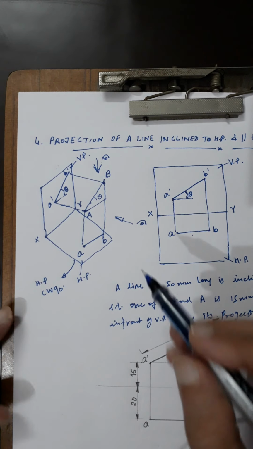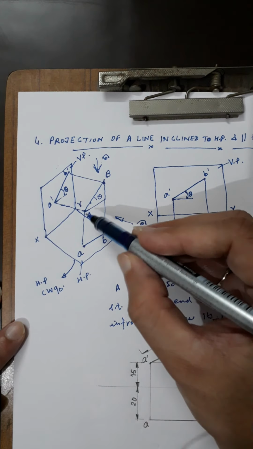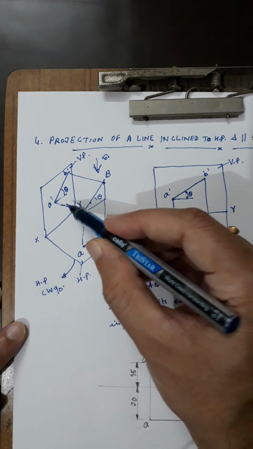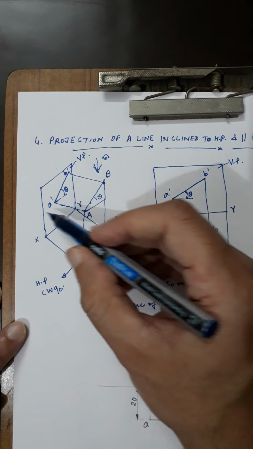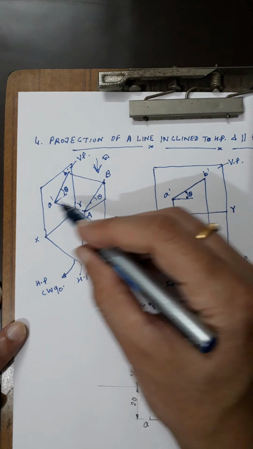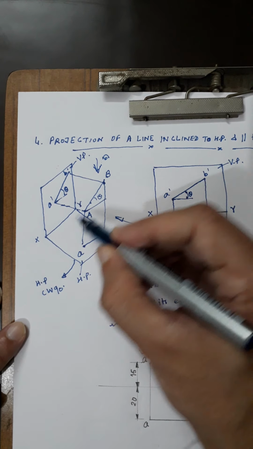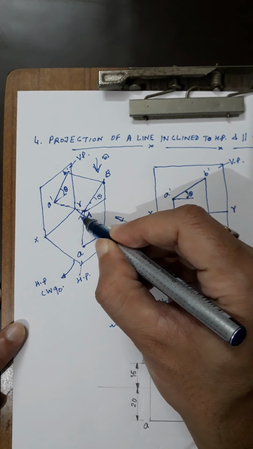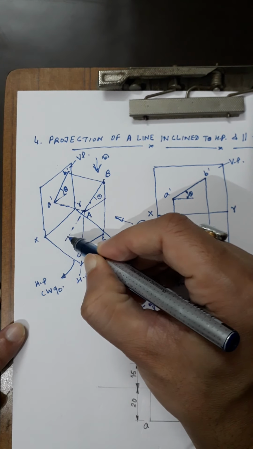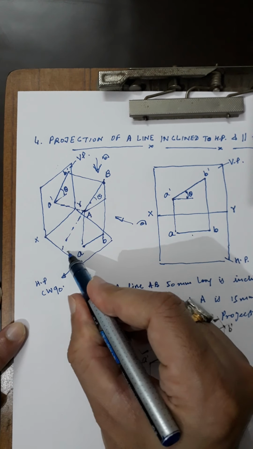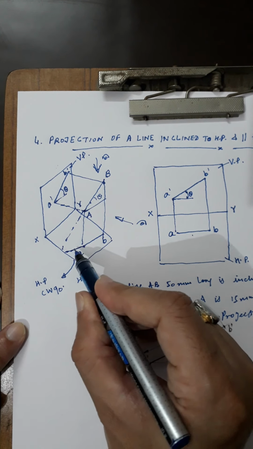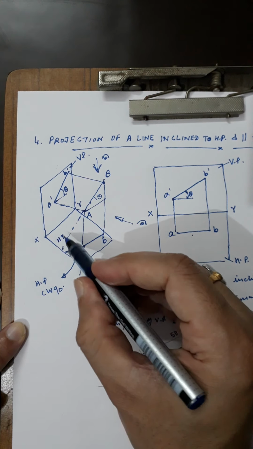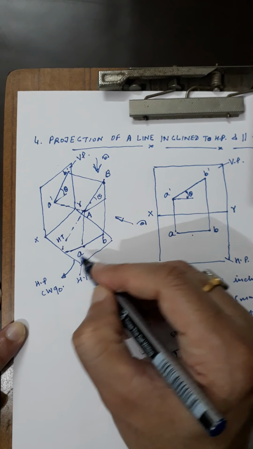Now one more thing I would like to add is the trace of the line. What is a trace? Trace means this line is inclined to HP at some angle and it is parallel to VP. So it will not meet VP, but when this line is extended, it will meet HP at some point, and the point where it meets is known as the trace of the line. So it will be the horizontal trace because it is meeting the horizontal plane.